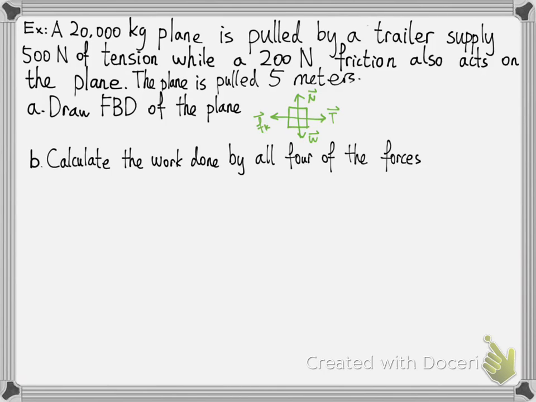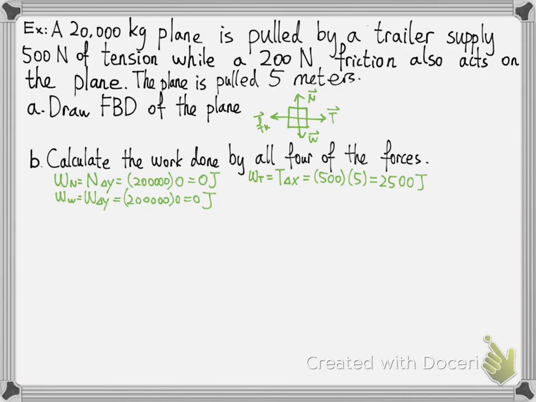Next, calculate the work done by all four of the forces. The equation for work done is work done equals force times delta x. First, the work of the normal force. The force of the normal force is the weight of the plane, which is 20,000 kilogram times gravity, which is 10, and we get 200,000 Newton of force. And since the displacement in the perpendicular direction is zero, the work done is zero. The same for work of the weight force.